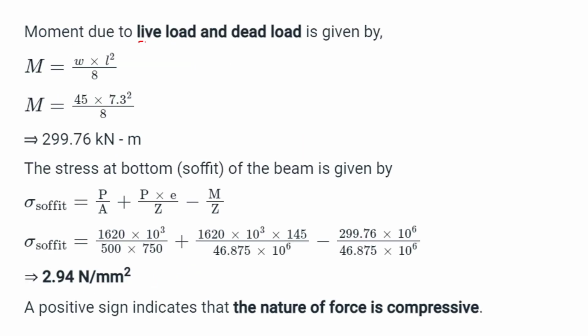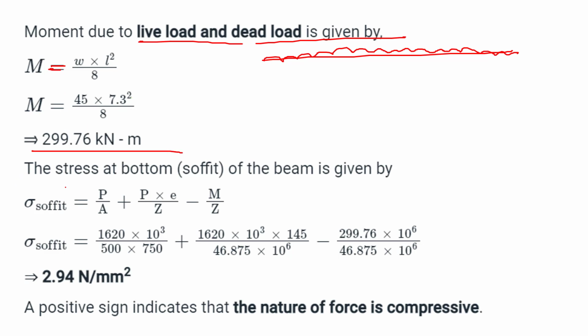Moment due to live load and dead load is given by M, for uniformly distributed load over the beam, will be WL square by 8. Moment at the center will be WL square by 8, the maximum moment. So it will become 45 into 7.3 square by 8. It will become around 300 kN-m.